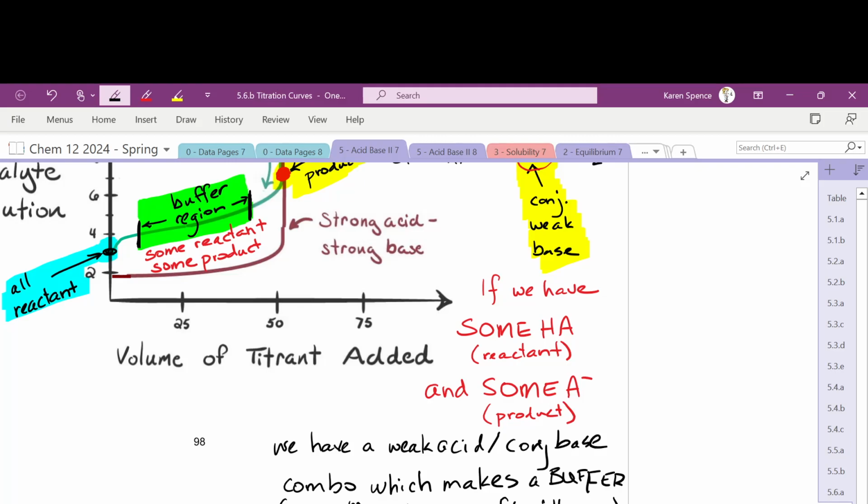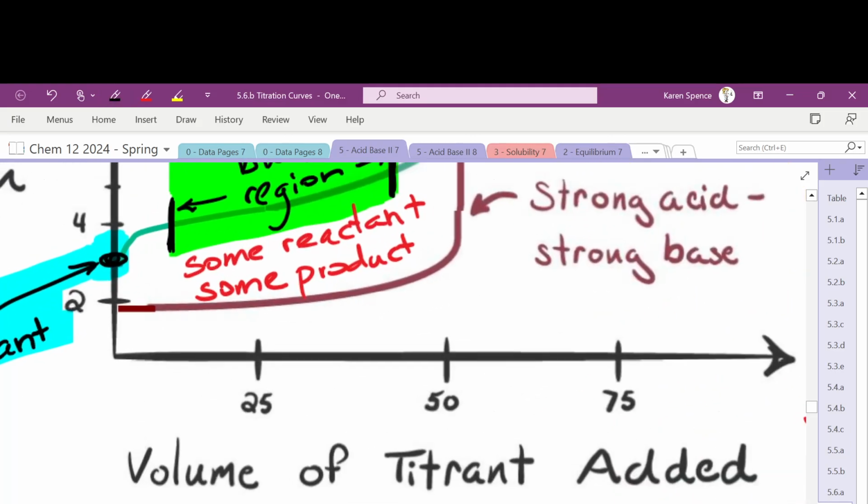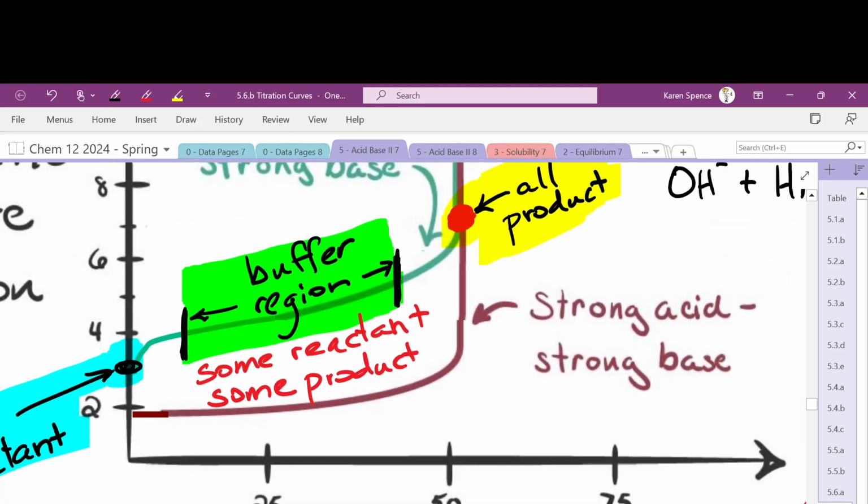It always bothered me when I was in grade 12 and I did not really understand what was going on, because I looked at the strong acid, strong base and thought, it doesn't change pH very much either, right? And I'm like, well, why isn't that a buffer? And it's because it's just not.